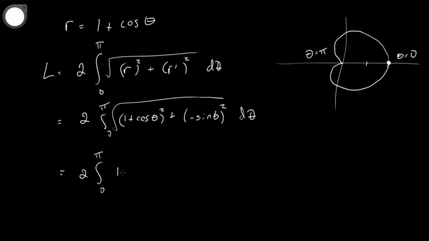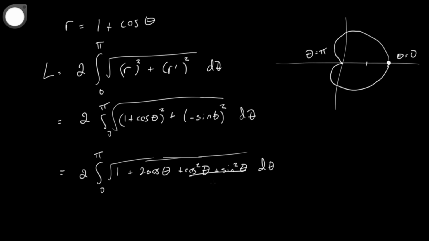We're going to get a 1, a 2 cosine theta, a cosine squared theta, and then a positive sine squared theta, d theta. Let's once again not forget the radical. Cool. Cosine squared plus sine squared, that's just 1. Wonderful. We now have 2.